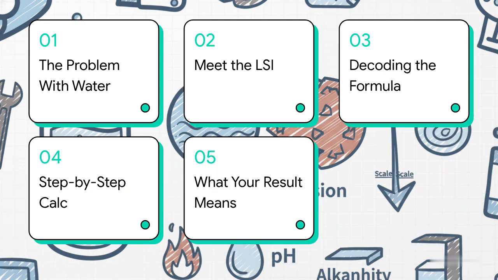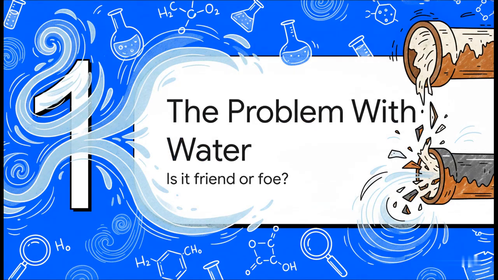First, we'll talk about the basic problem with water that makes the LSI so necessary in the first place. Then, we'll properly introduce the index itself before we decode the formula behind it. After that, we're going to roll up our sleeves and do a real calculation together, step by step. And finally, we'll figure out what that number you get actually tells you about your water. Okay, let's just dive right in.